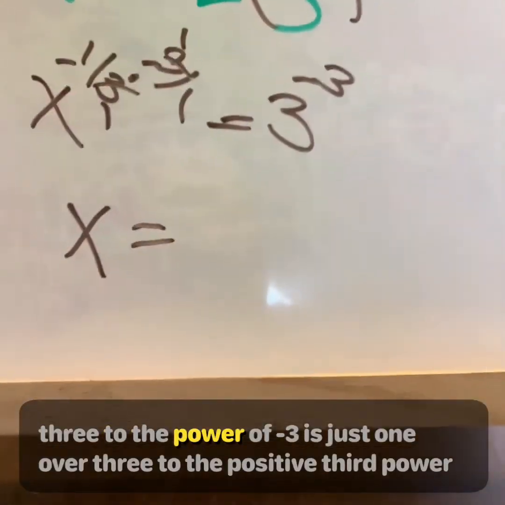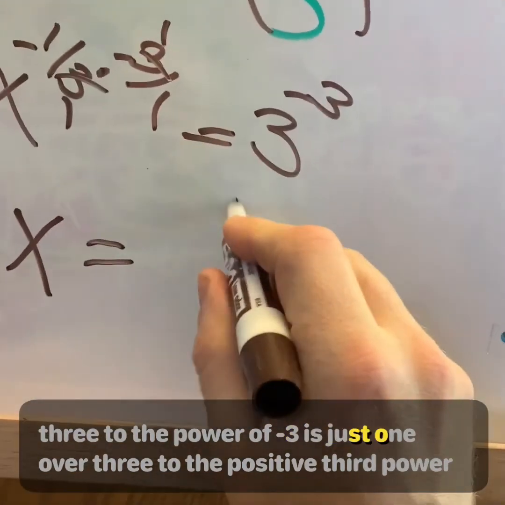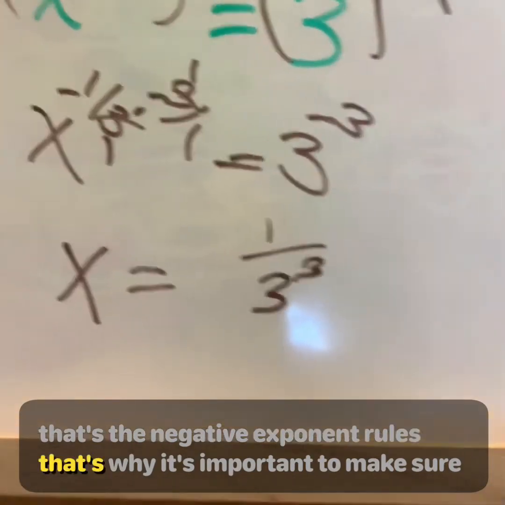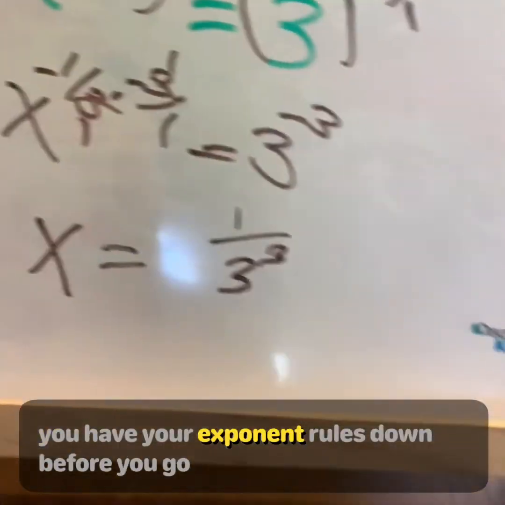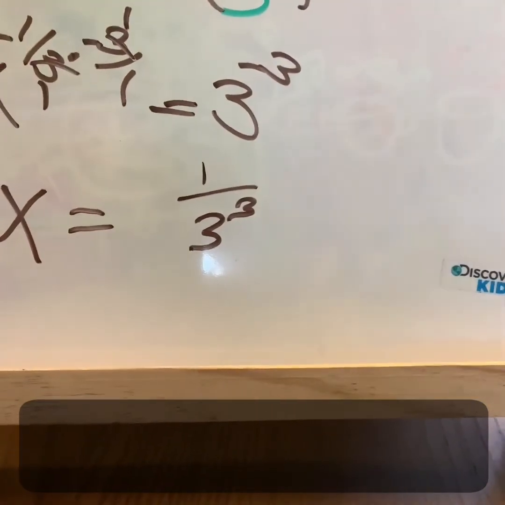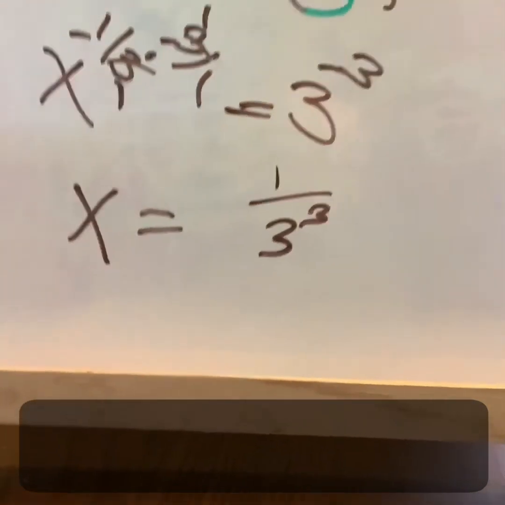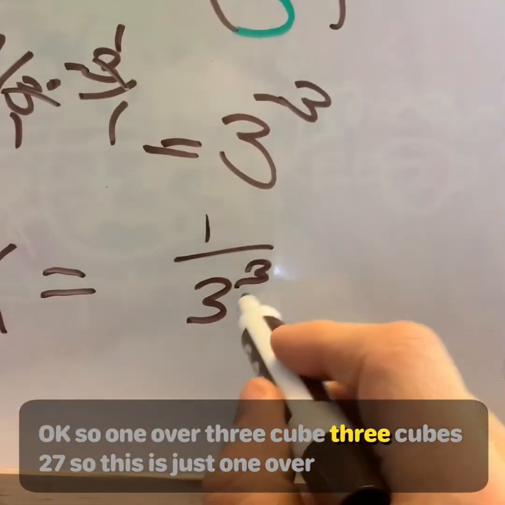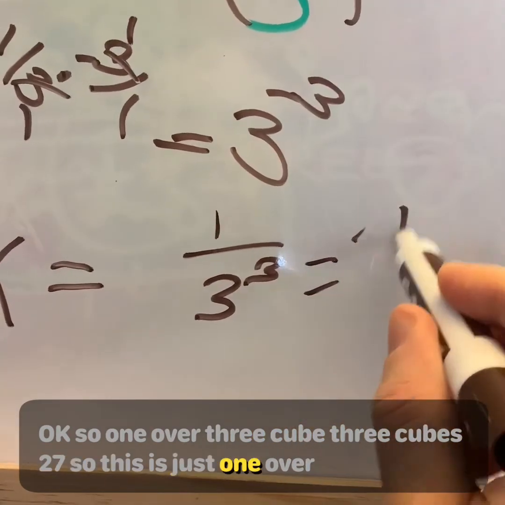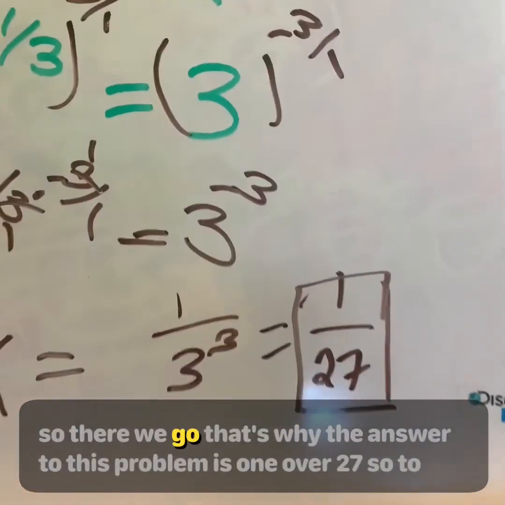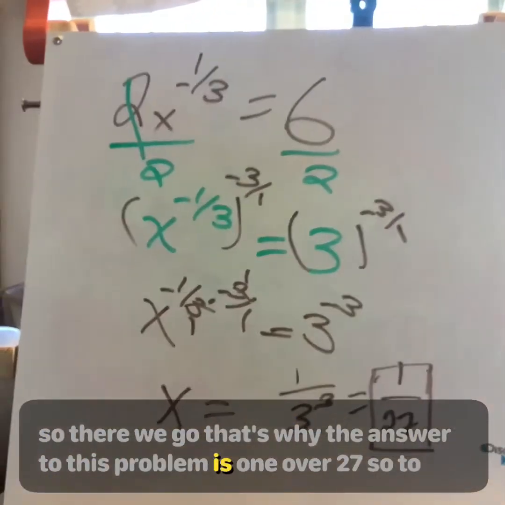Let me move this down a little bit. 3 to the power of negative 3 is just 1 over 3 to the positive 3rd power. That's the negative exponent rule. That's why it's important to make sure you have your exponent rules down before you get to this. And I haven't been getting too many emails other than, oh, I don't know what I'm doing. You have to ask me specific questions. Okay, so 1 over 3 cubed. 3 cubed is 27. So this is just 1 over 27. So there we go. That's why the answer to this problem is 1 over 27.